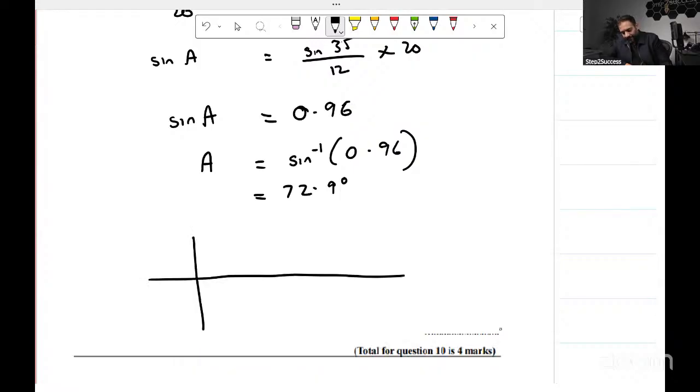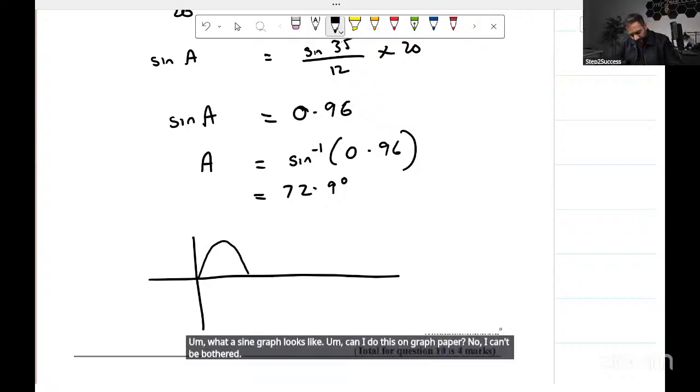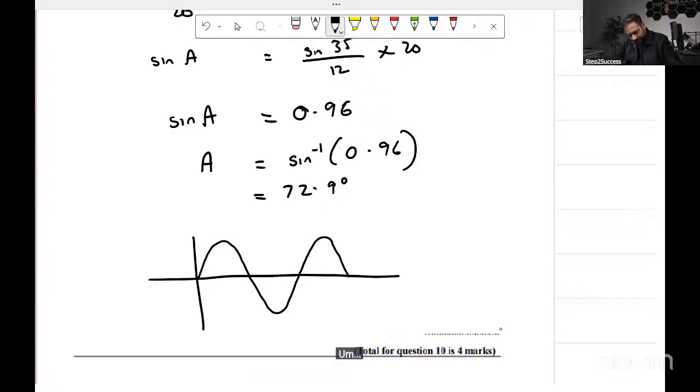What I'm going to do is introduce you in some cases, or remind you, of what a sine graph looks like. Can I do this on graph paper? No, I can't be bothered. This is a graph of y equals sine x.